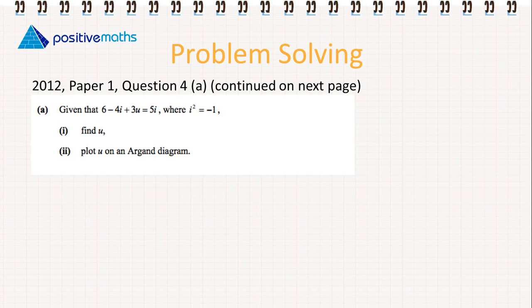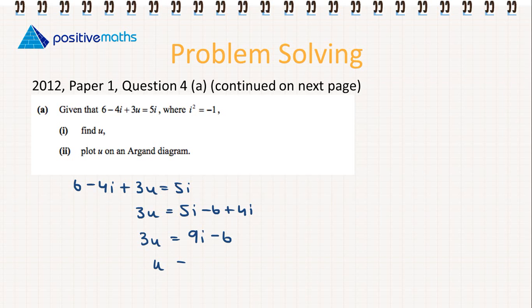Okay, so the first thing we'll do is just write out what we're given. So 6 minus 4i plus 3u is equal to 5i. So we're going to solve for u. So 3u is equal to 5i minus 6 plus 4i. So 3u is equal to, so 5i plus 4i gives us 9i minus 6. So u is equal to 9i minus 6 divided by 3.